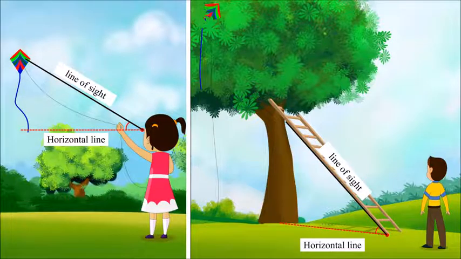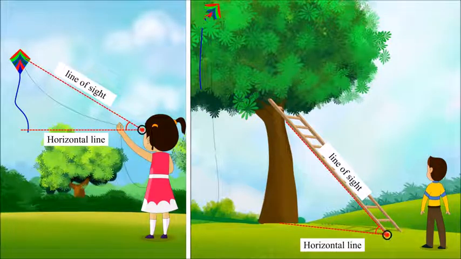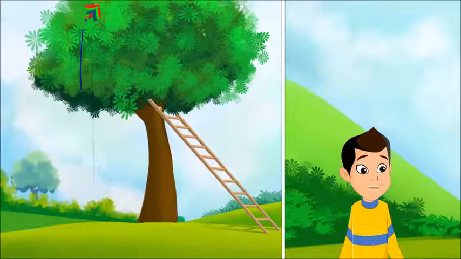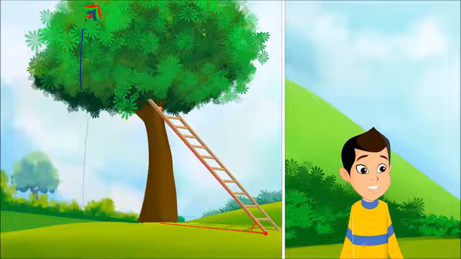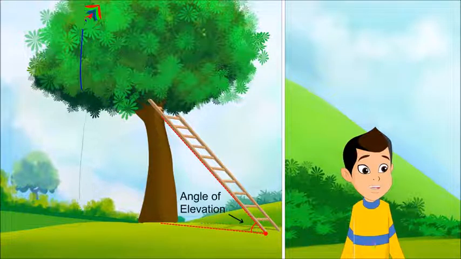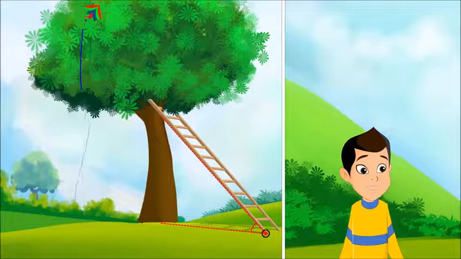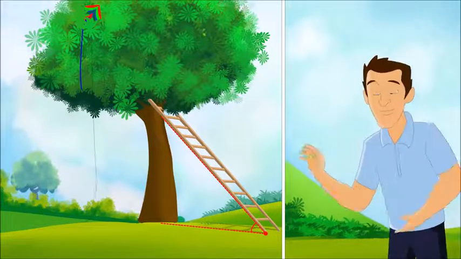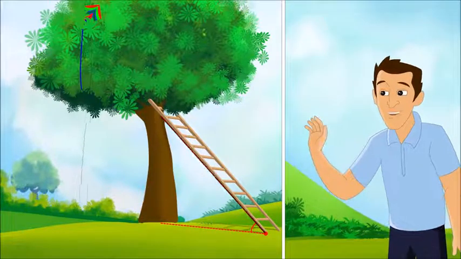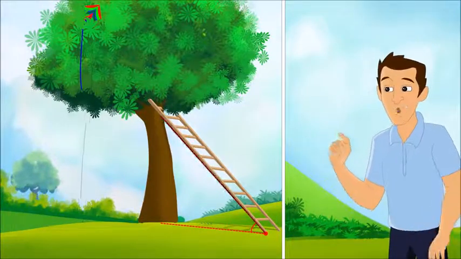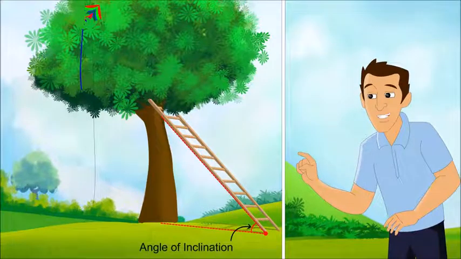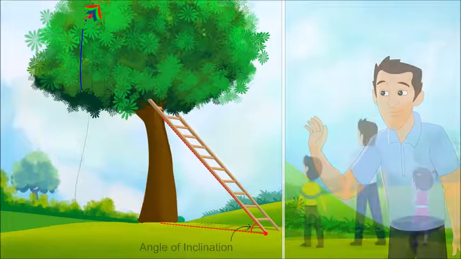A line of sight is an imaginary line from the eye of an observer to the object. The vertex of the angle is called the point of observation. Here, the angle formed between the ladder and the ground is called the angle of elevation, and the point of contact with the ground is called the point of observation. Very good. As the ladder is inclined with the tree, it is also called an angle of inclination.